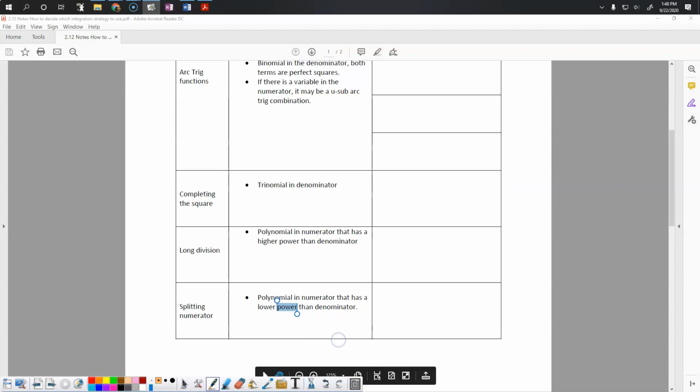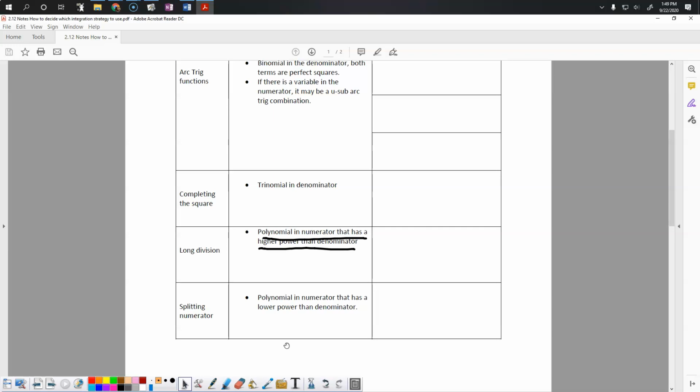Long division, that's what we talked about last time. When you have a polynomial in the numerator who has a power higher than that in the denominator, that's a long division problem. And then finally, we have splitting the numerator. That's when you have a polynomial in the numerator with a power that's lower than the denominator. Okay, so you have more than just one term. There's multiple terms in the numerator, but the numerator has a lower power.